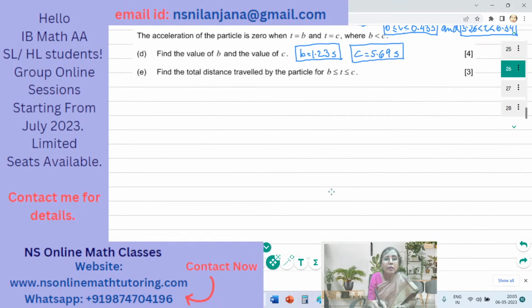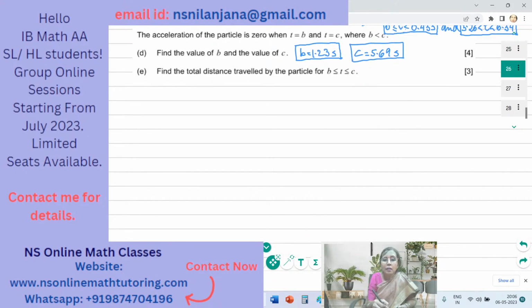And then it is part E. Find the total distance traveled by the particle between the times B and C. That means 1.23 and 5.69. Okay? So when it is total distance, it is not the displacement. So how do we find the total distance? It will obviously be from B to C, the integral of the absolute value of the velocity. This is how we find the total distance.